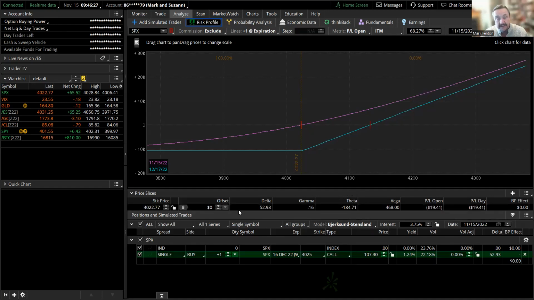Now in options, we have delta, gamma, theta, vega. There's others too. Those are the main ones we'll use. And I just want to talk a little bit about theta here. And that is, theta is time decay.